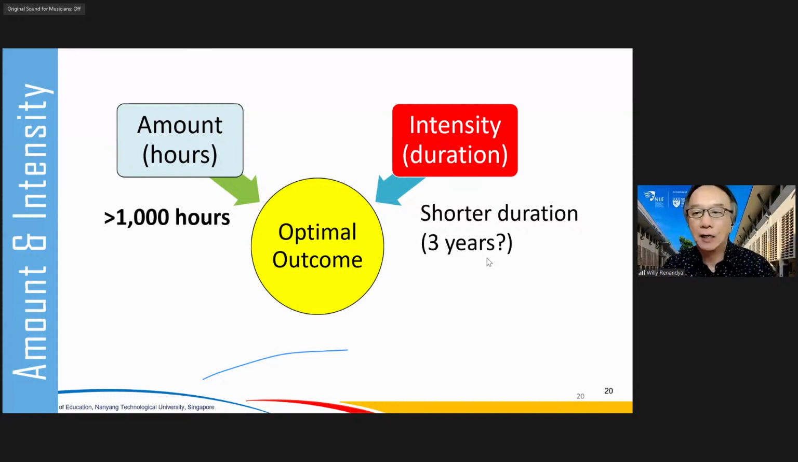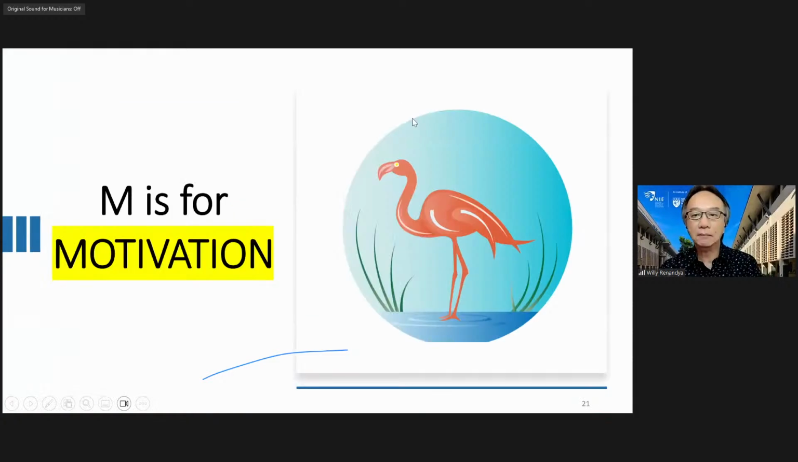A is for amount and intensity. Next one. Next one, again, something that you know very well, that M is important, and that M stands for motivation.